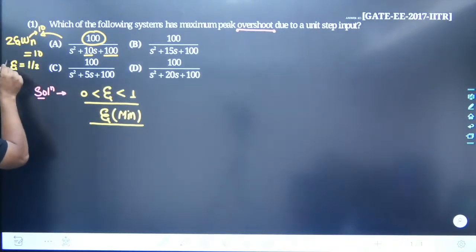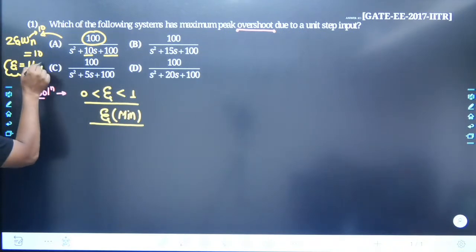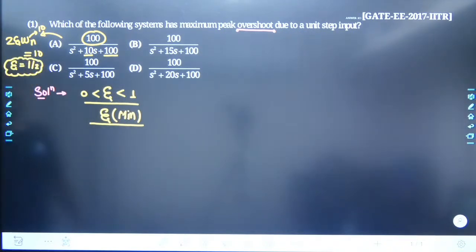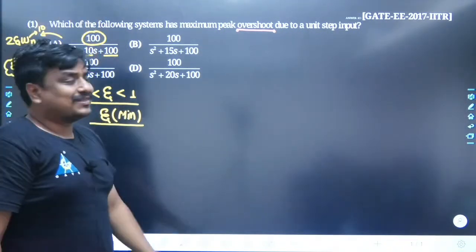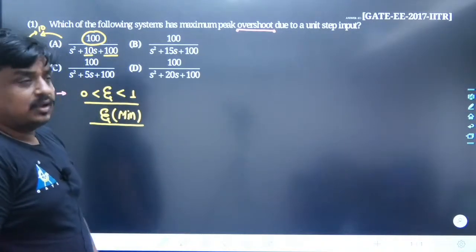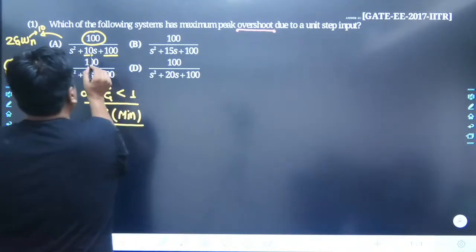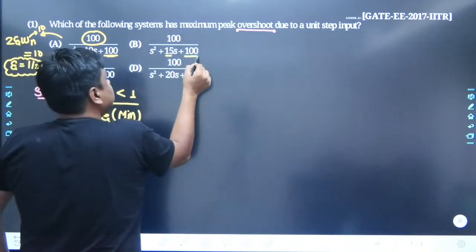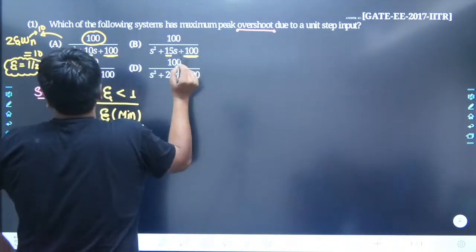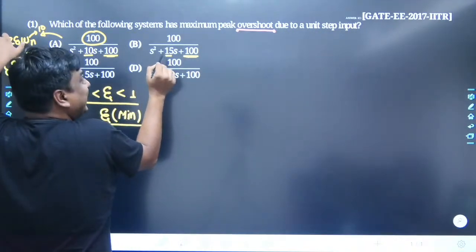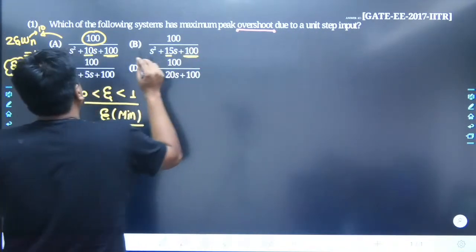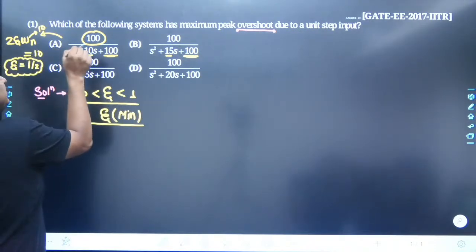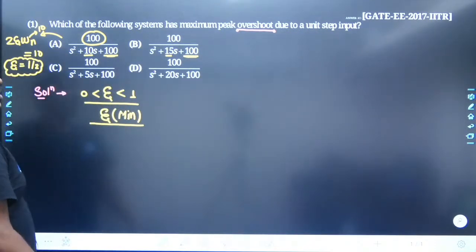So obviously it is an underdamped system where the response would go beyond its steady state value, but we will see with the remaining 3 options where zeta is minimum. Similarly, here it is 10, here it is 15, and omega n has not changed. If omega n has not changed and the factor of 2 zeta omega n has increased, one thing is quite sure: the minimal value of zeta between options A and B is option A only.